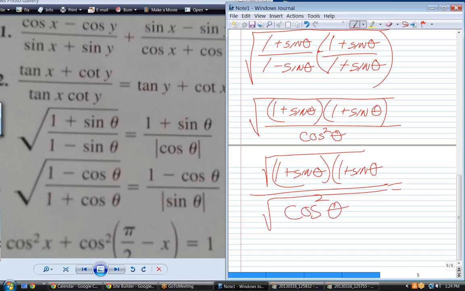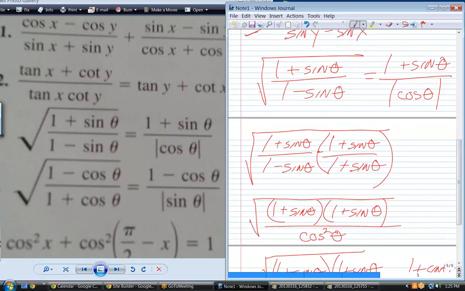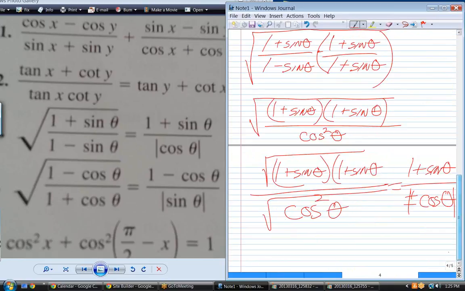And what is that answer? Well, 1 plus sine theta in the numerator and plus or minus cosine theta in the denominator, which translates into the absolute value of cosine theta. Absolute value, when you get a plus or minus. And that's what they wanted us to show. Cool. All right.